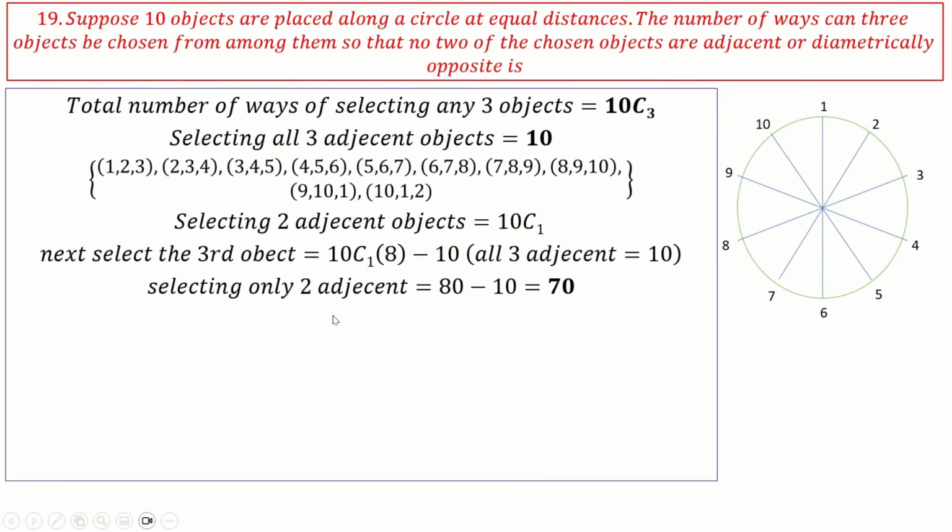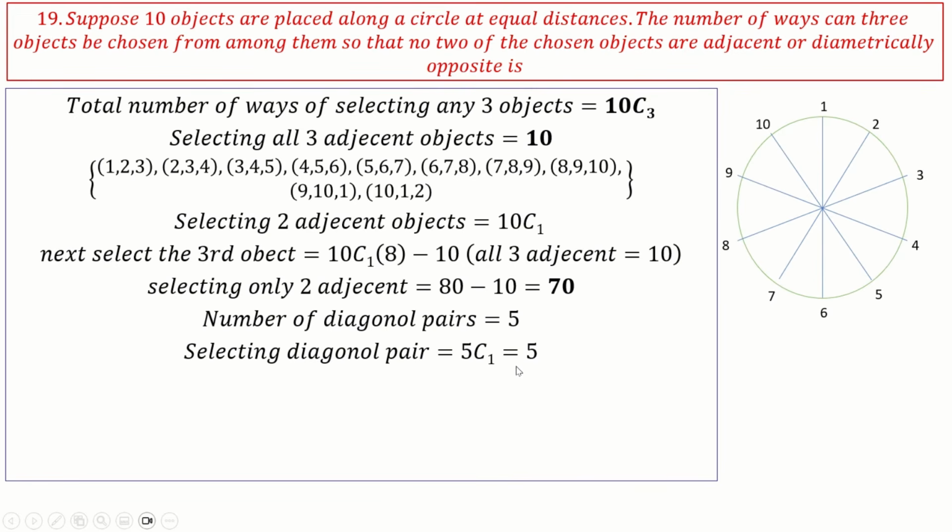Okay, so this is nothing but 70. 80 minus 10, which is 70. Now, diagonally opposite we should check. Number of diagonal pairs are 5. I can make 5 pairs, so choose one of them. Okay, I choose one of them, 5C1, which is 5 ways.